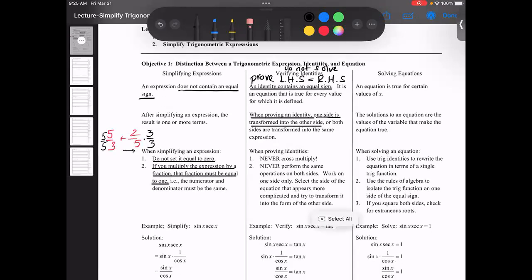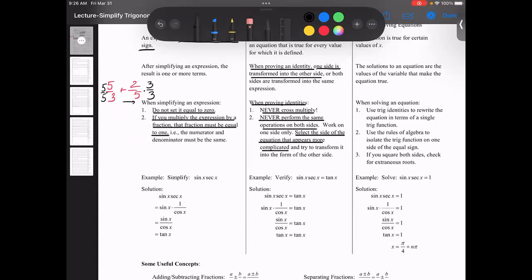When proving identity now, here are the rules. When proving an identity, never cross multiply. You just have to pick one side and then transform it, manipulate it, or whatever you need to do, into the right-hand side. Never perform the same operation on both sides. That means you're doing equation things. You solve them. Usually you pick the side that appears more complicated. The more complicated, the better. You have more things to work with.